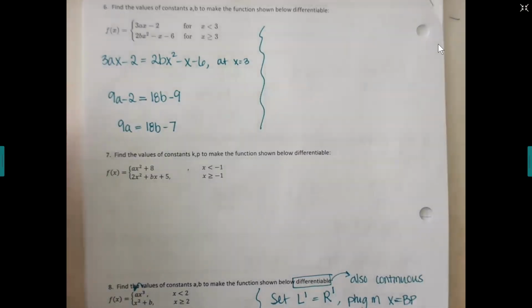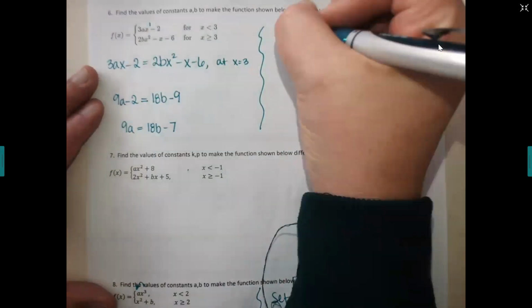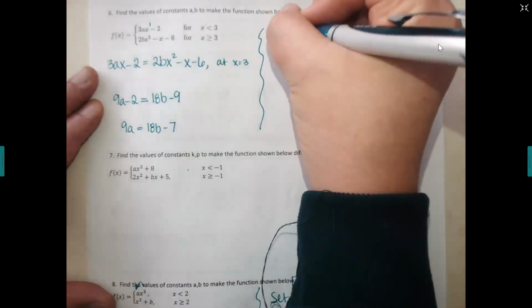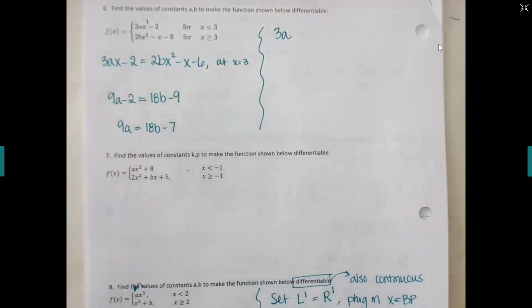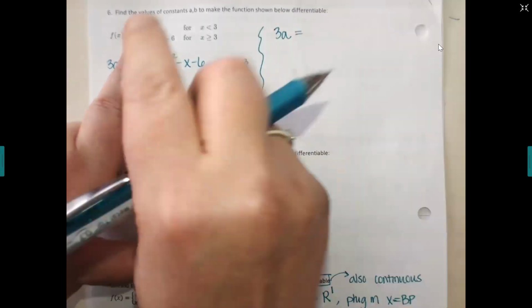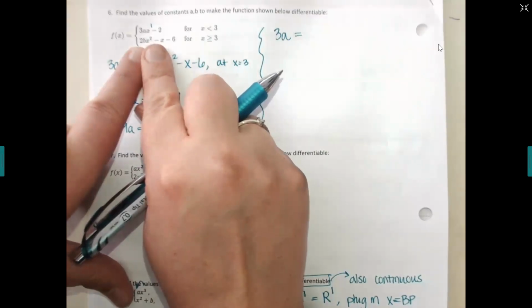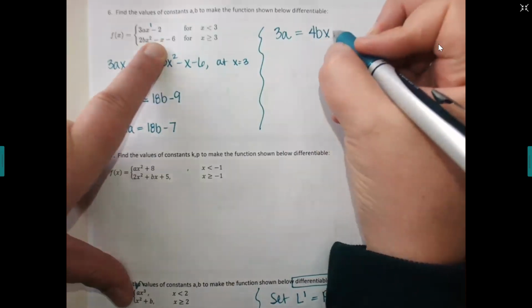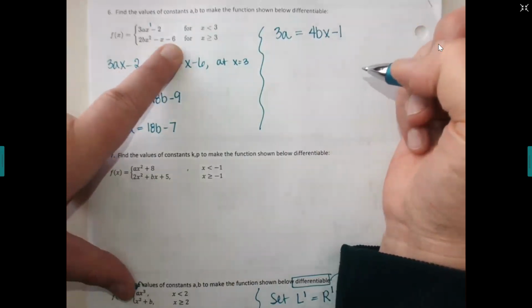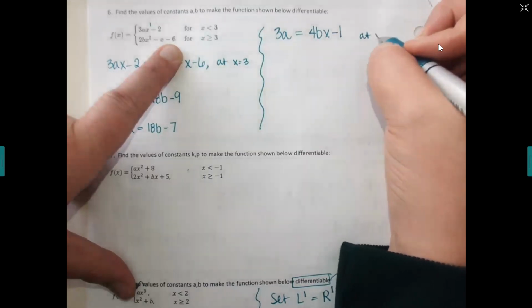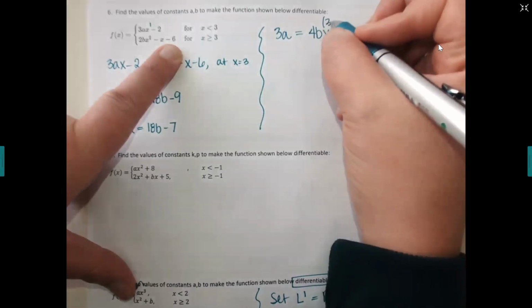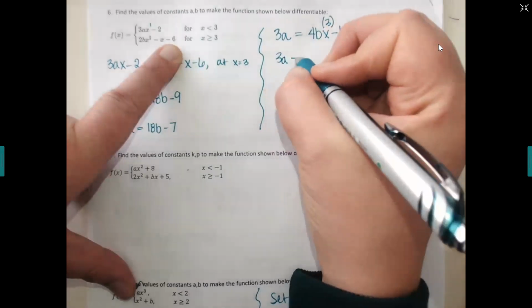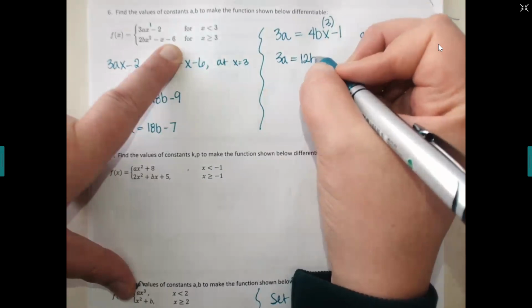Okay. Your derivative side, 3ax is to the 1. So it's 1 times 3a, 3a. And then your x powers down to a 0, so it goes away, yeah? Yes. Minus 2 goes away because it's a constant already. Equals. What's the derivative of 2bx squared? 4bx. What about minus x? Minus 1. What about minus 6? Goes to 0. Okay, then remember, this is at x equals 3, which means I'm plugging in a 3 right here. So I have 3a equals 4b times 3 is 12b minus 1.